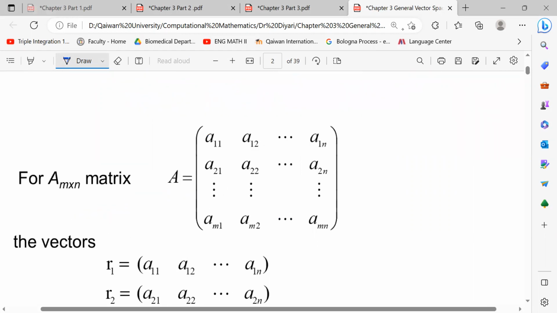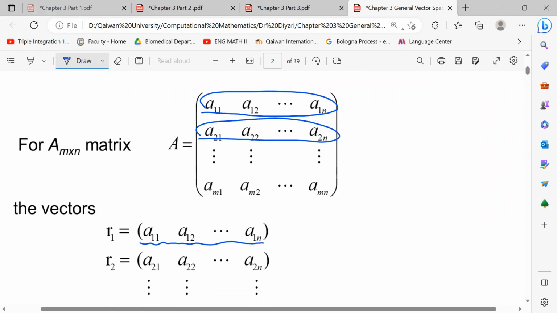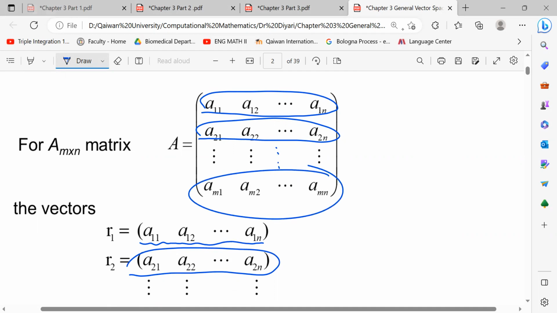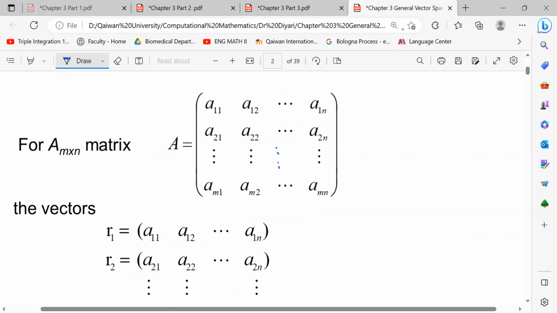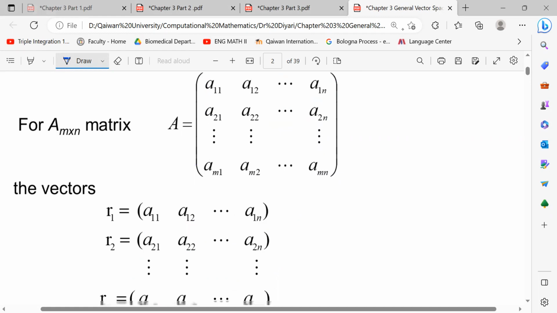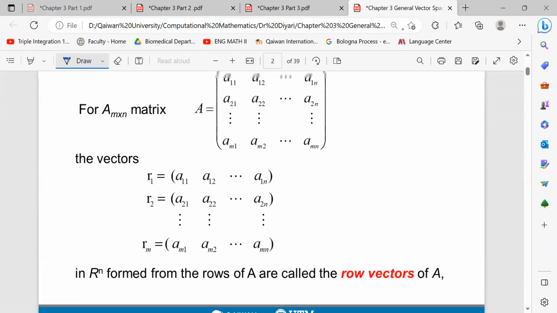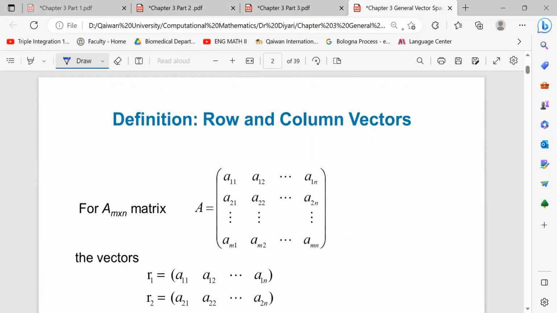The row vectors are the list of all vectors. This is the first vector, A11, A12, up to A1n. Then this is the second vector, and so on up to the last vector. Let's take an example in the next slide. For the column vectors, we say this is the first vector, this is the second, up to the last.